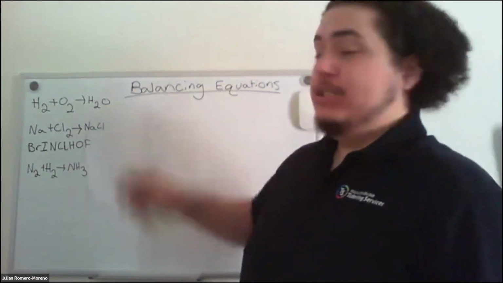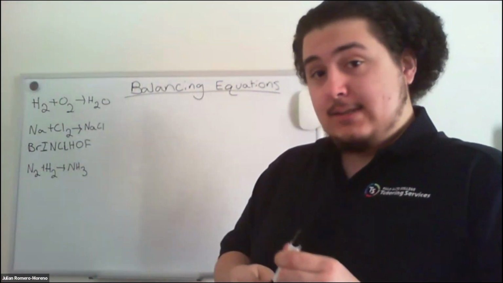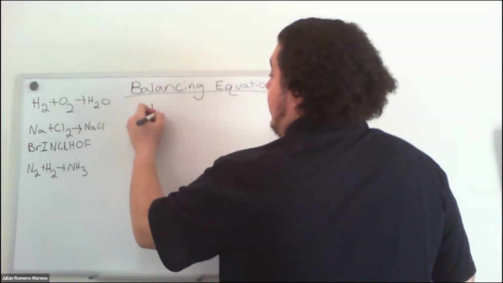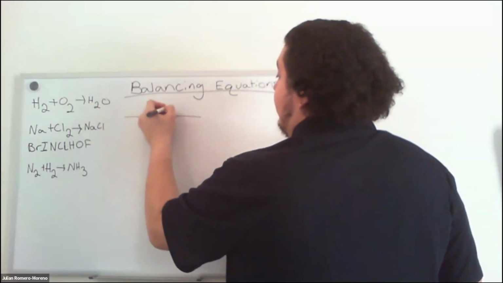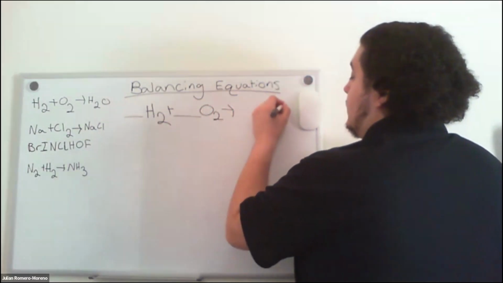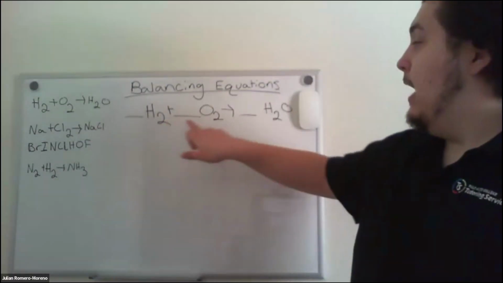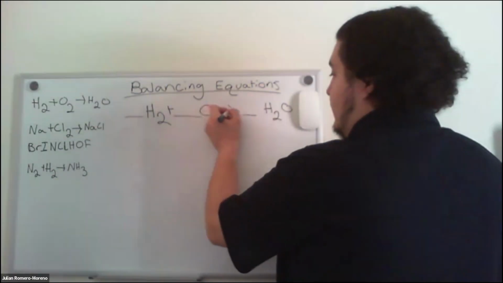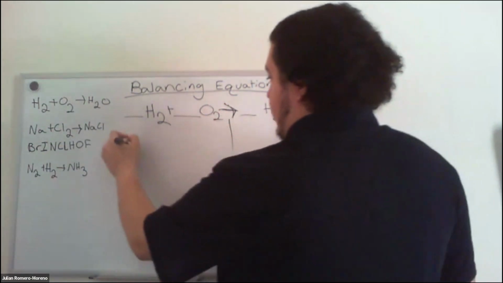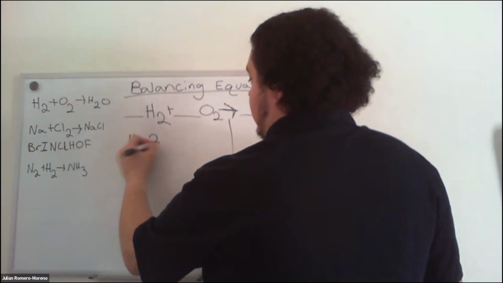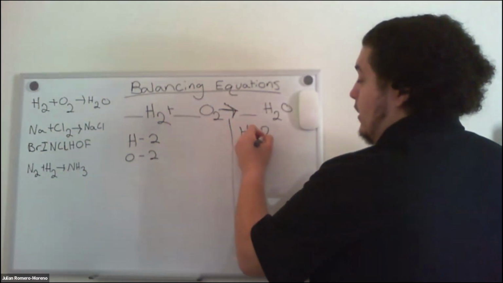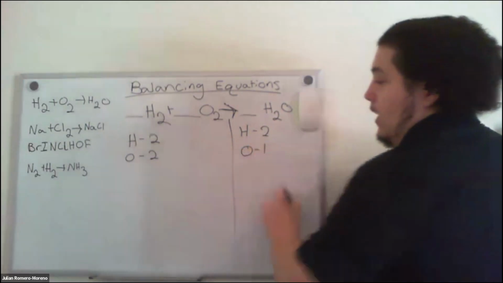So I have a couple example equations here, the simplest of which is H2 plus O2 makes H2O. Now, if we actually count out how many of each element is on both sides of the equation, so this is our big arrow, we'll split it in half. There are currently 2 hydrogens on this side and 2 oxygens on this side. And on this side, there are also 2 hydrogens. But here we only have 1 oxygen.